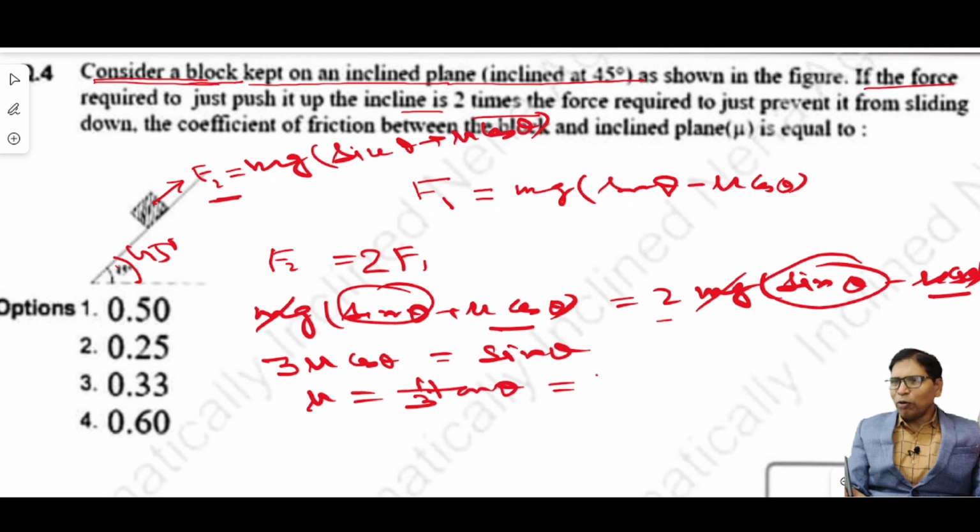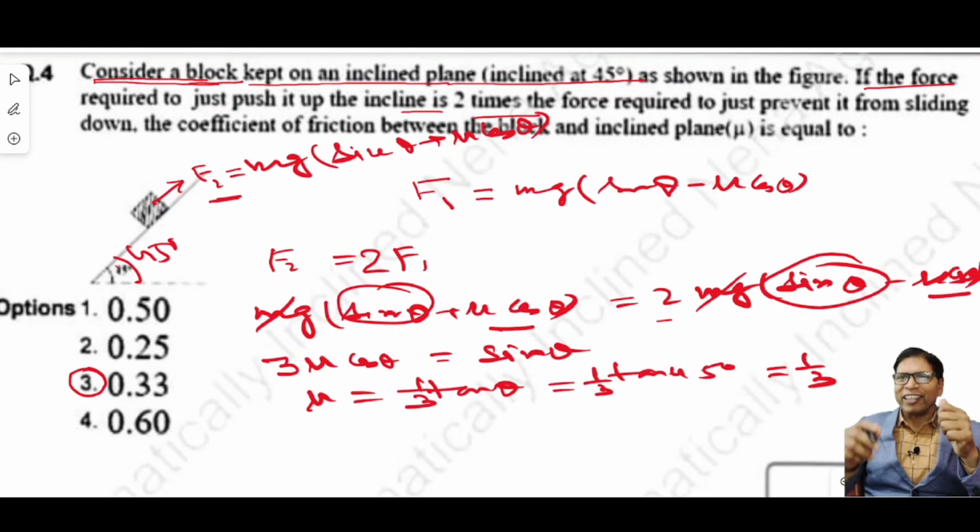Now theta equals 45 degrees. So this is 1/3 tan 45 degrees. This equals 1, so mu is 1/3. Now option C is correct. Okay. Next question. Now question number 5.